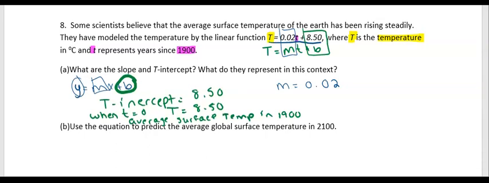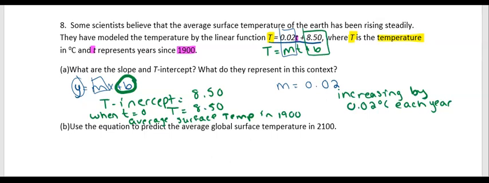Now our slope is 0.02. The slope is the rate of change. So that means that we are looking at how the temperature is changing in relation to the slope. Our slope is positive, so that means that we are seeing an average of the temperature increasing by 0.02 degrees Celsius each year. If our slope value was negative, then we would see an average of decreasing. But in this case, our slope value is positive, so we are looking at an increase.